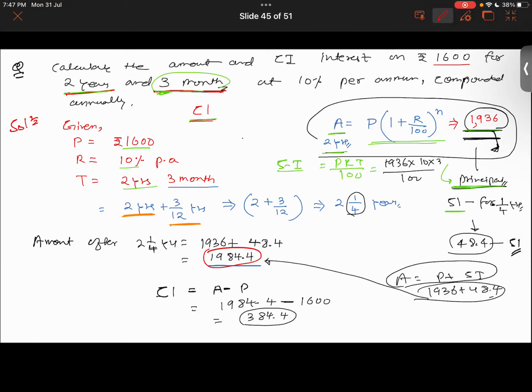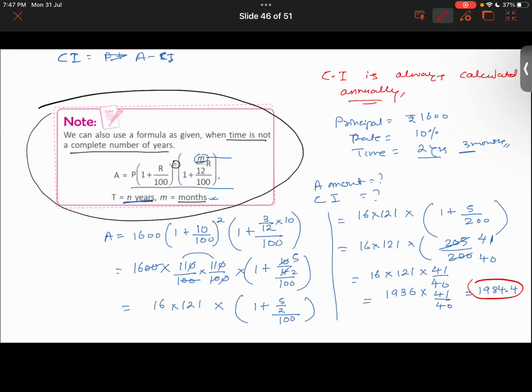Isn't it? So basically, what were we doing? We were calculating the principal first, right? We treated the amount for the 2 years as principal, and then calculated simple interest on this principal. We were solving the question in a very lengthy manner, but we have a formula using which you can solve it in one go. So wherever necessary, we can use this formula as well.